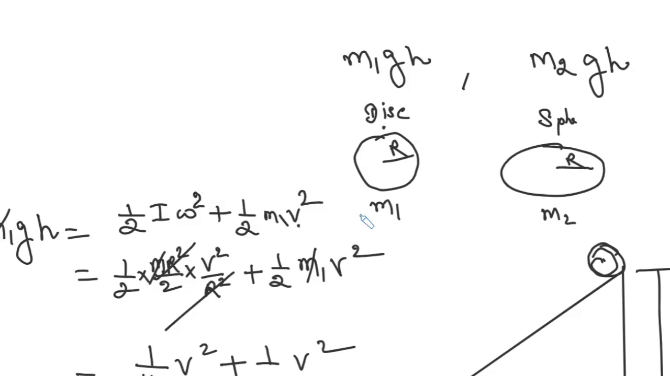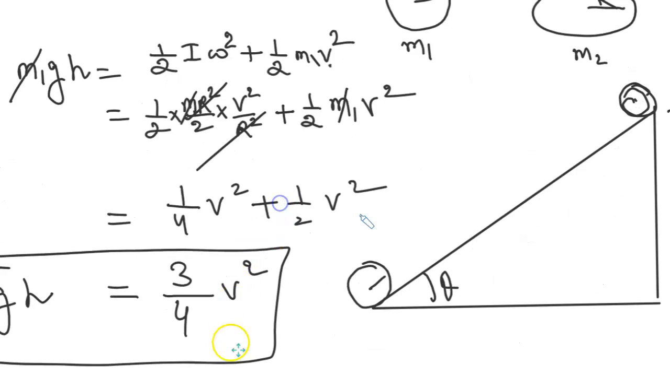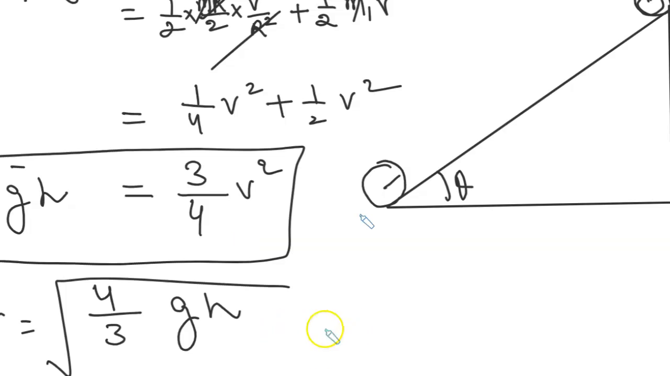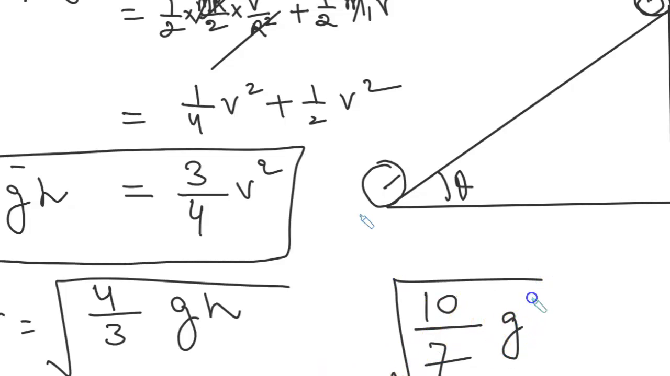V is equal to who? Which one? You tell me. You have calculated V. Which V is more? Let us see the answer, then we will calculate if the answer is wrong. I need to see which one is more, 4 divided by 3 or 10 divided by 7.